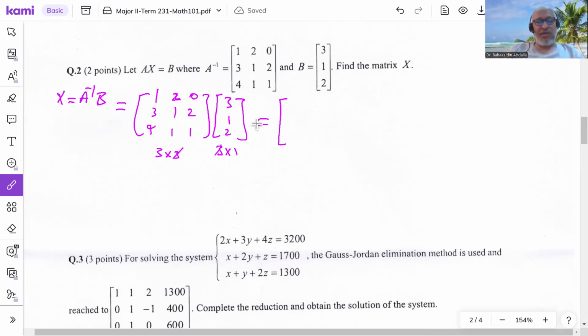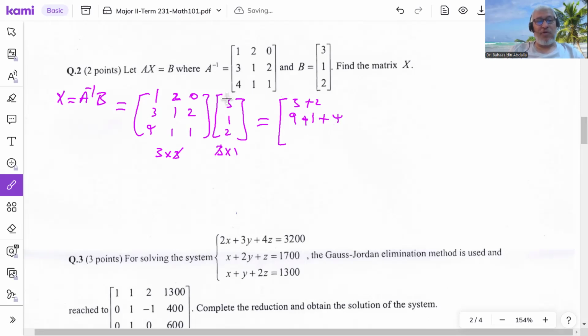How to get the resulting matrix, the product? We multiply the first row here by this column. So 1 times 3 is 3. 2 times 1 is 2. We add them. And the second row now times this column. 3 times 3 is 9. 1 times 1 is 1. And 2 times 2 is 4.